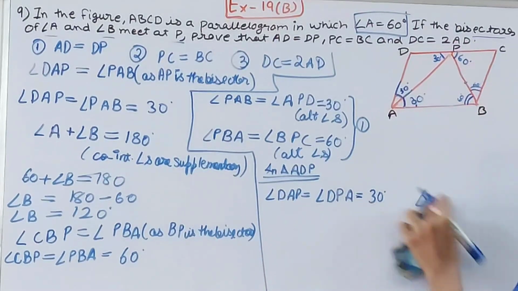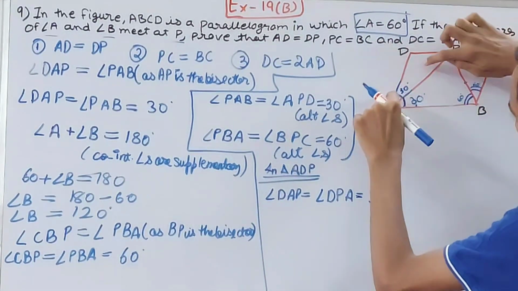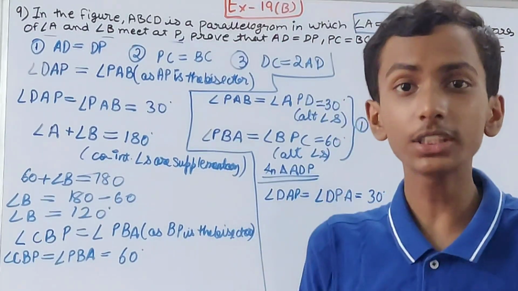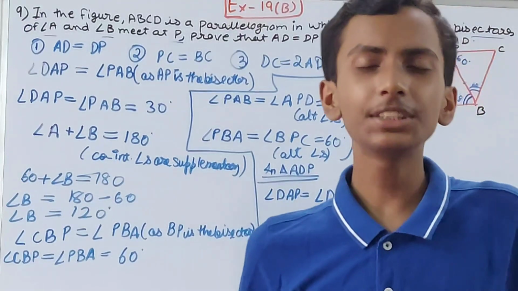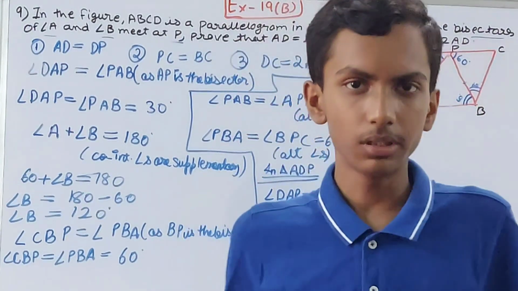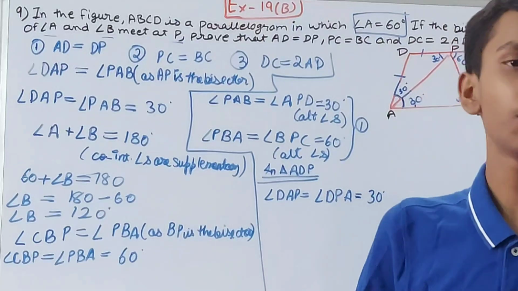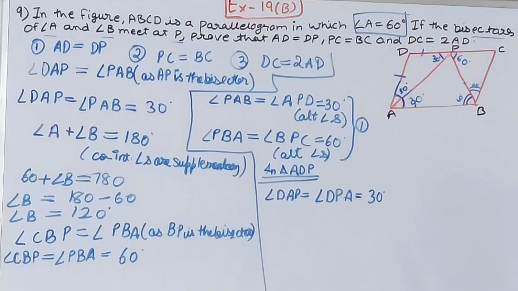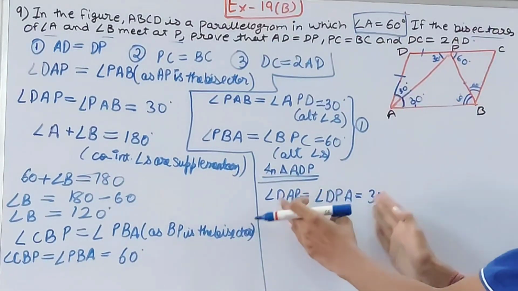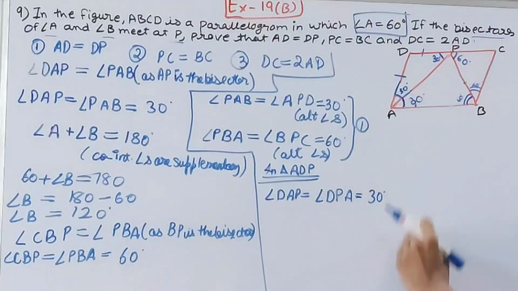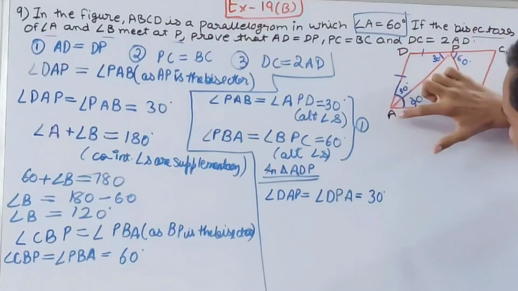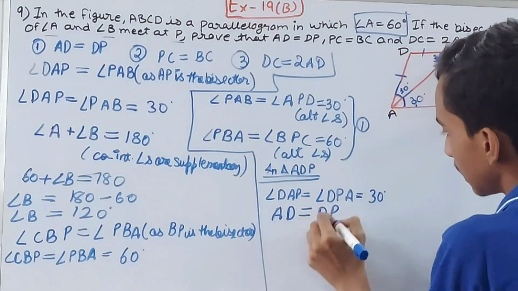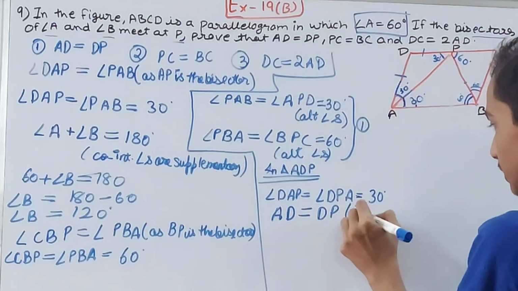Now again look carefully. When two angles are equal, their sides will be equal as well, yes or no? Yes, because they will form an isosceles triangle. An isosceles triangle has two sides equal, but also the two angles adjacent to the side are equal. We have proven that these two angles are equal to each other, and when these two angles are equal, their sides will be equal as well. So AD will be equal to DP or not? Yes, because it is forming an isosceles triangle.